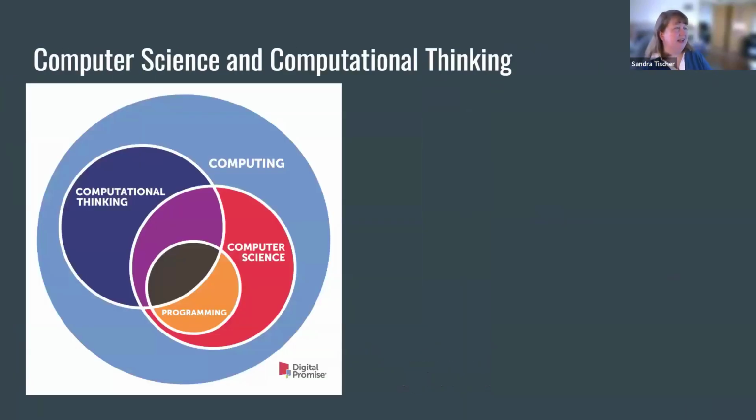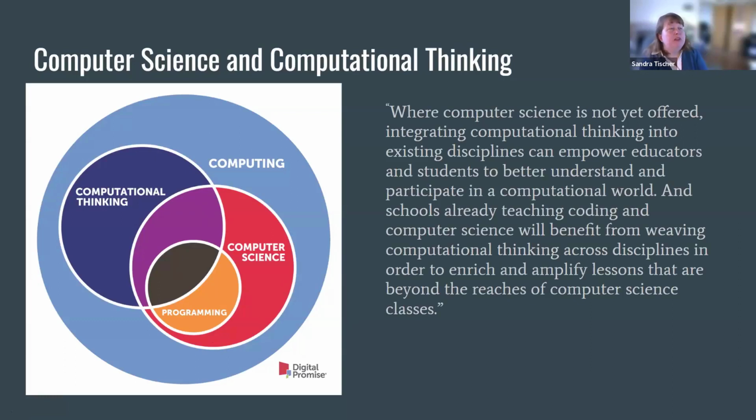Computer science and computational thinking, which is another big word that this session is about. As you can see with the graphic here, computational thinking is just a part of computer science. And both of those bubbles overlap, hello Venn diagram, but they're all part of the bigger computing bubble. This link is from Digital Promise.